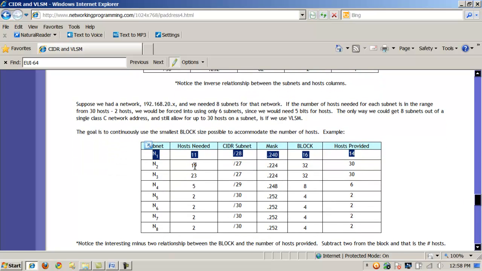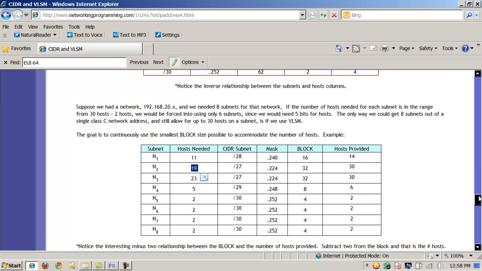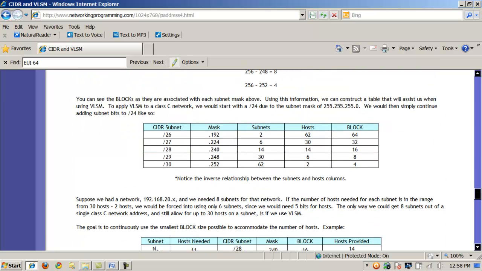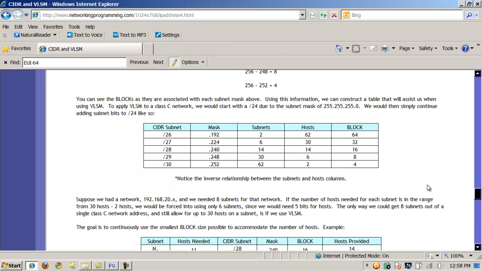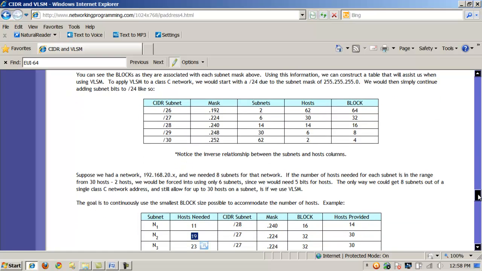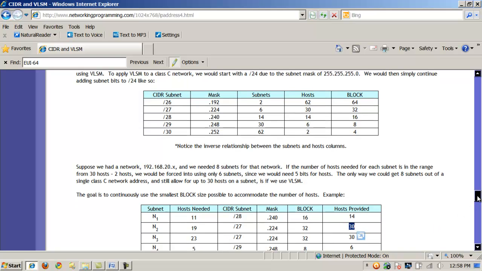Let's look at the next one, 19. I need 19 hosts. So looking at this table, what's the combination? And if you want to apply your formulas, remember we're just getting it from applying these formulas here. But looking at the next combination, for 19, again, there's no exact match for that, but the closest I can get without wasting too many IPs would be this one here that provides 30 hosts. So that would be CIDR 27, mask 224, block 32, and the number of hosts provided would be 30.